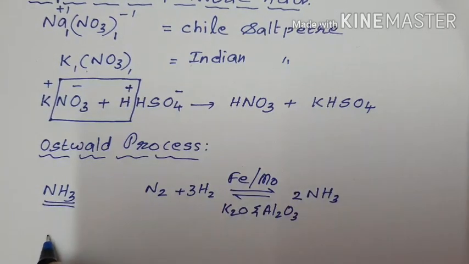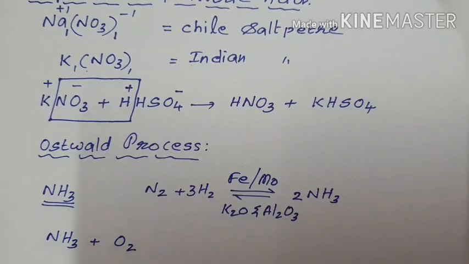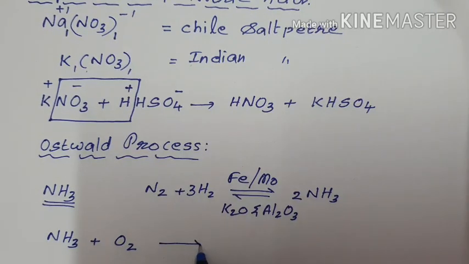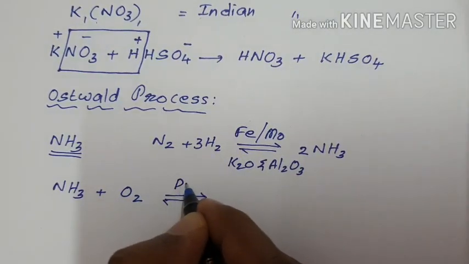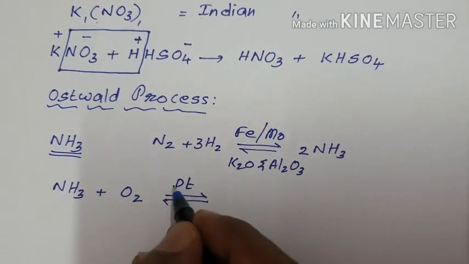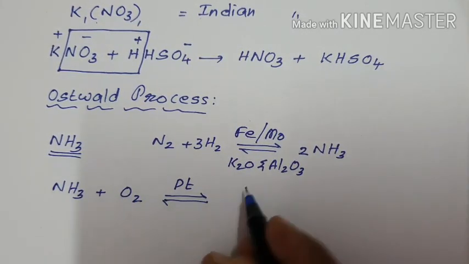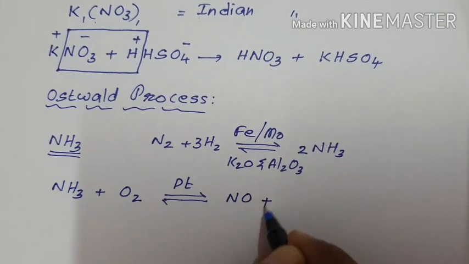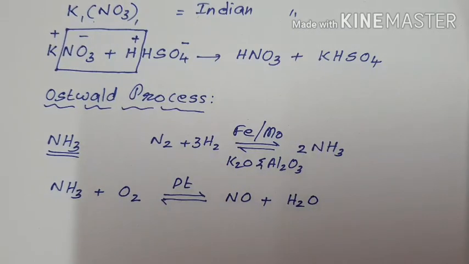This ammonia, NH3, is mixed with 10 times of air, O2, an excess of air, and this mixture is preheated and passed through a catalytic chamber containing platinum gauze. This catalyst brings about the oxidation of ammonia. Nitrogen undergoes oxidation to give nitric oxide, and hydrogen undergoes oxidation to give water. It is an equilibrium reaction.